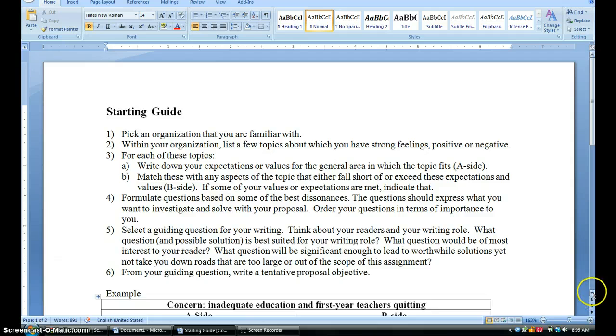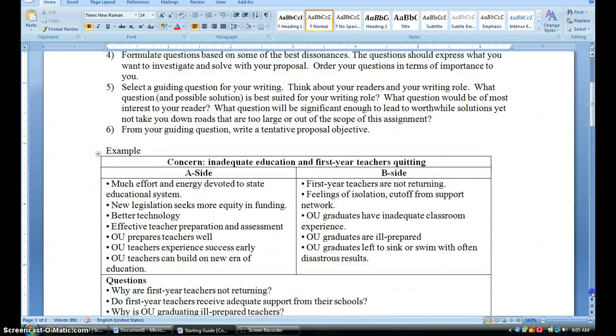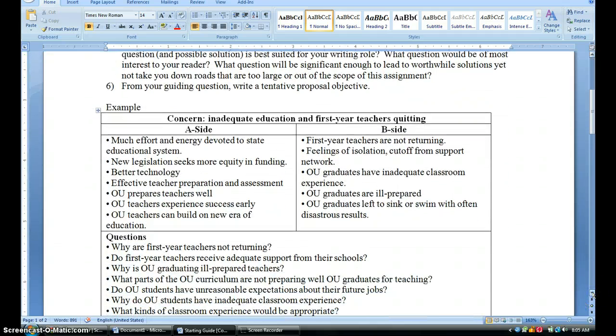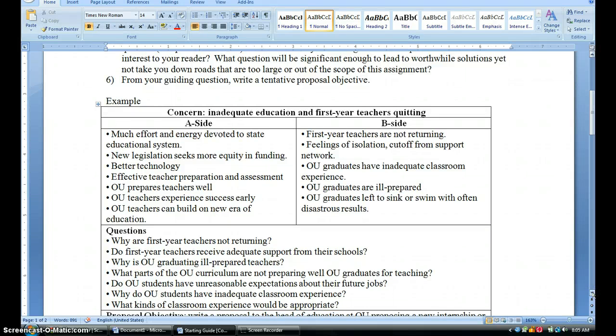Okay, so here is an example of a starting guide, and this was done by a student of mine years ago at Ohio University. And this was a senior at Ohio University, and he was an education major. And he saw a number of his friends who were a few years ahead of him who taught for 1 or 2 years and then they quit. And that was his concern. His concern was inadequate education and first-year teachers quitting.